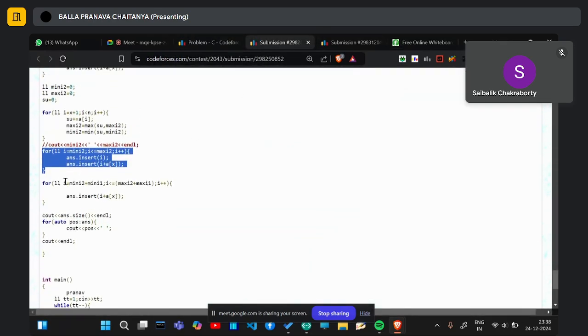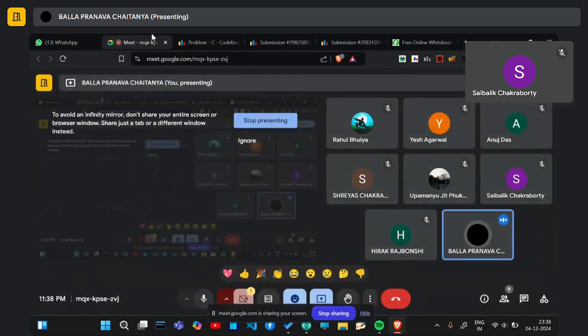So I've just started from L1 plus R1. This is minimum 1 plus minimum 2 and maximum 1 plus maximum 2. I've inserted them into the set and then finally printed the answer. Any confusion at any part? Any confusion, or is it clear? If it's clear, then I will stop, or I have to go to problem 4.